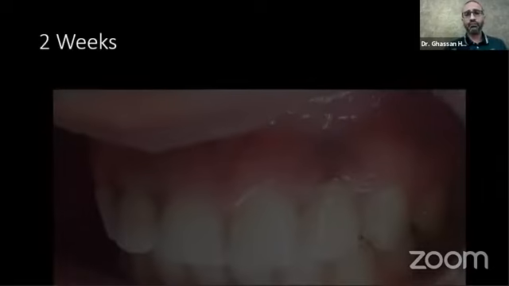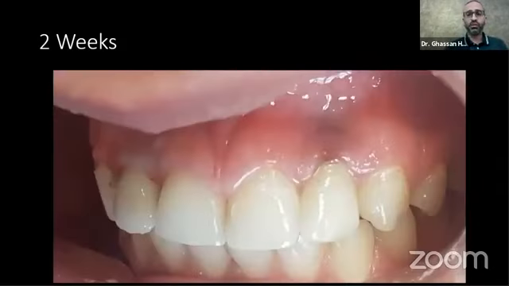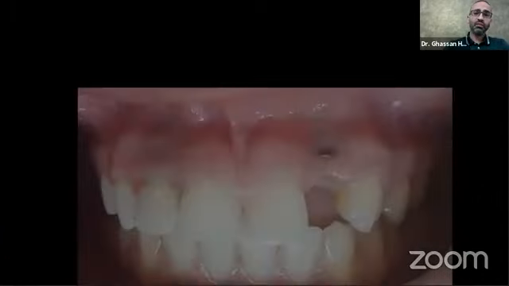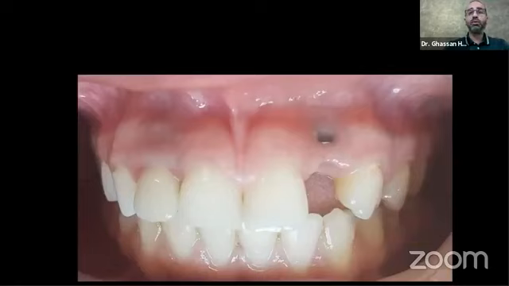After 2 weeks, we see resolution of inflammation, but we can see thinning of the gingiva at the area of the fistula, and we can see the shadow of the implant at this site. After 1 month, it ended up with this soft tissue fenestration.